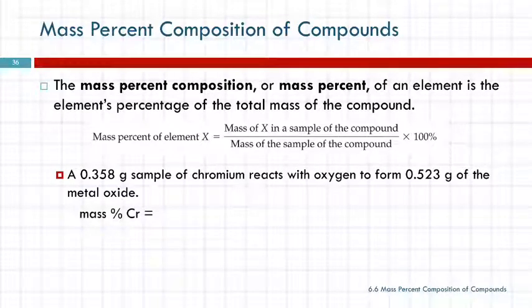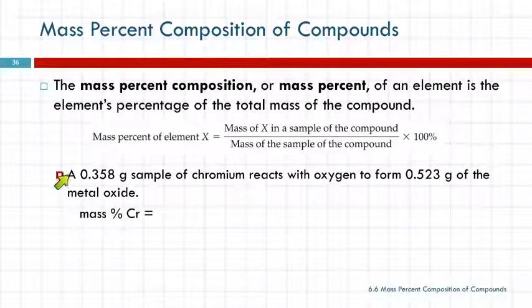Another way to express how much of an element is in a compound is by the mass percent composition, often just called the mass percent. This follows the same pattern as percentages in general, where it's the part divided by the whole times 100. So the mass percent of element X is the mass of X in a sample of that compound divided by the mass of the sample of the compound times 100%.